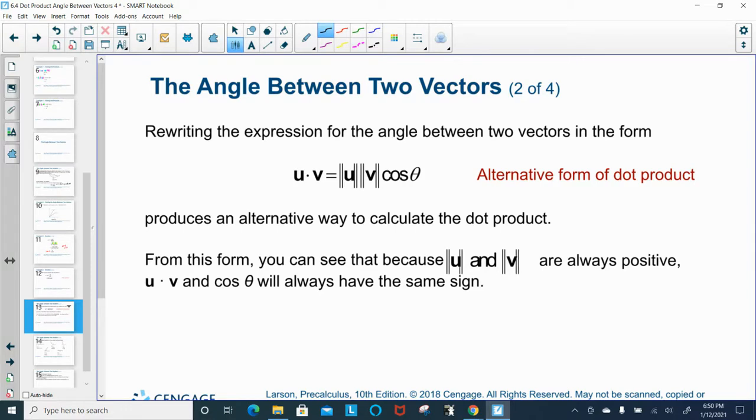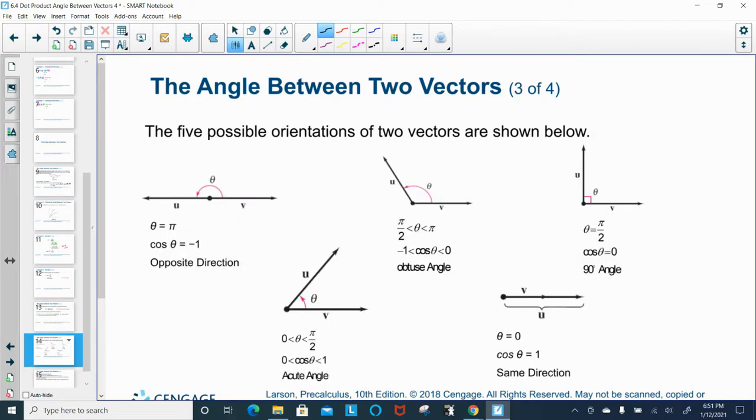If we rewrite that expression for cosine theta, we get an alternate form of the dot product, which is u dot v equals the product of the magnitudes times the cosine of theta. So because the magnitudes are always positive, u dot v and cosine theta will always have the same sign. And here's some orientations of the different thetas that you could have.